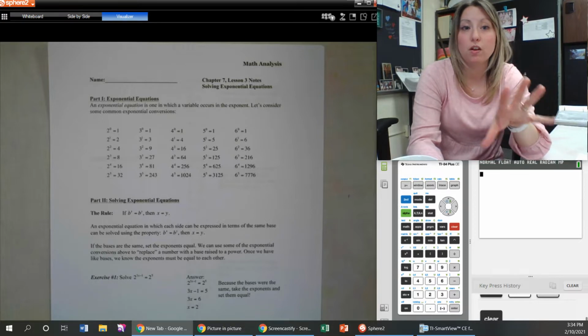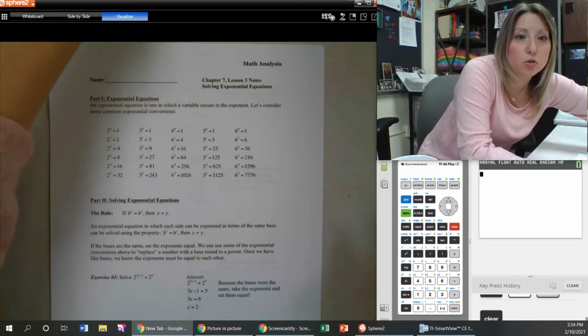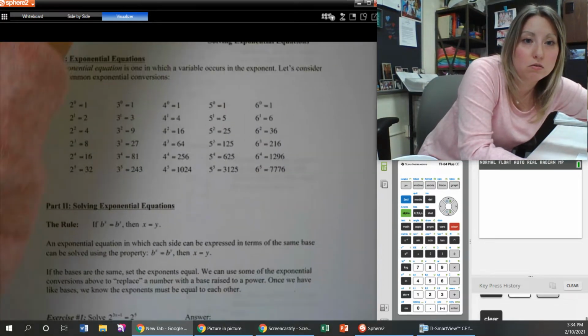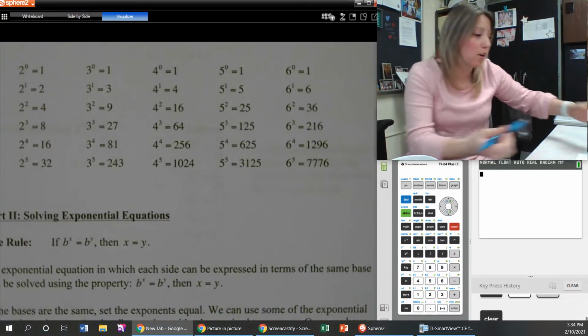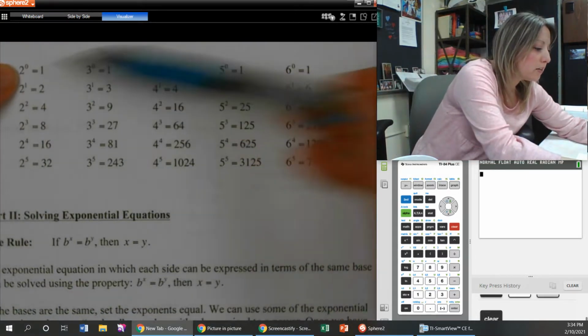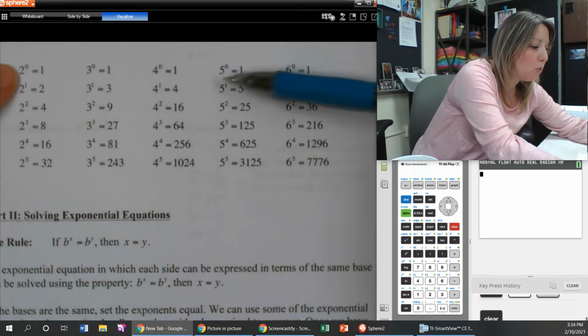Now, the cool thing about the first part, just going to do some exponents, equivalencies, right? Anything to the 0 power is 1. So any base that I raise to the 0 power, I get out a 1.